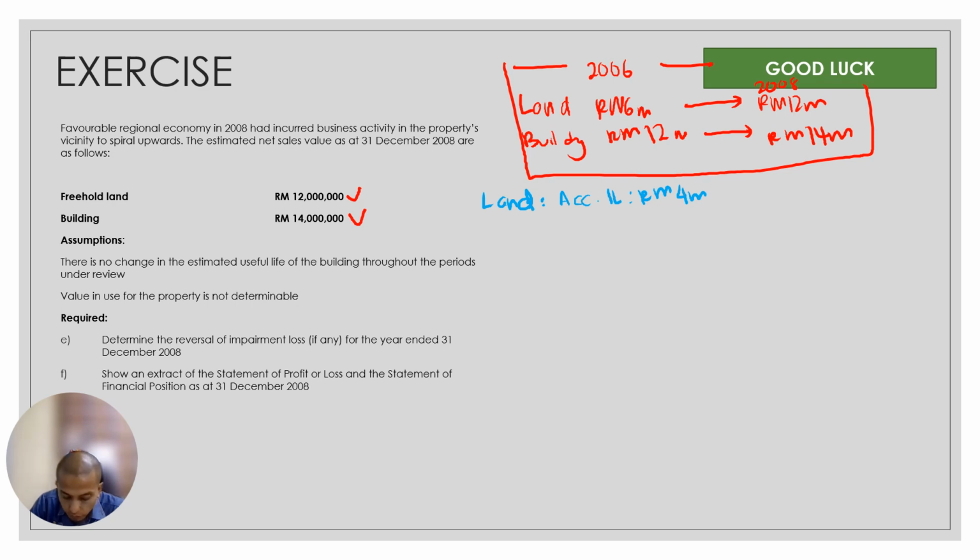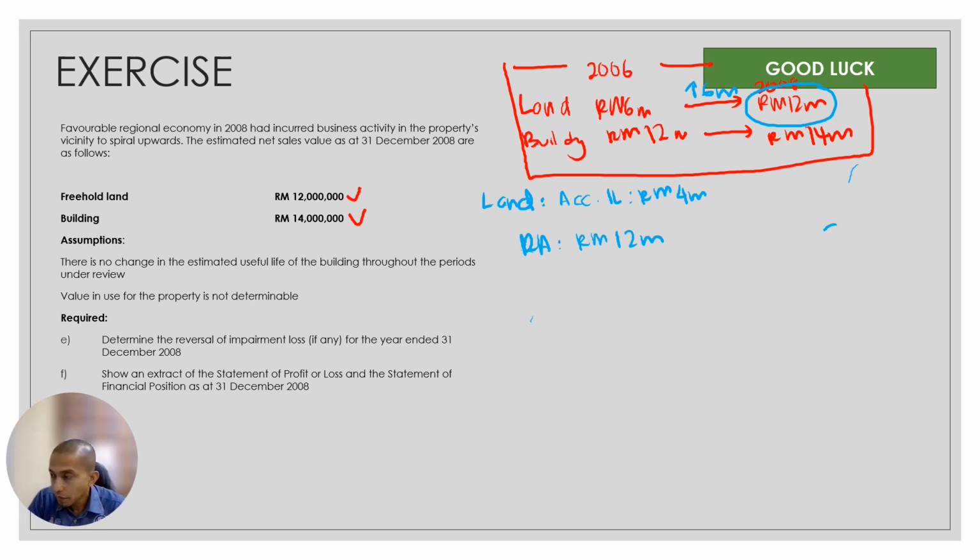So how much can we reverse for land? You see, land here increased by 6 million. So this is the new revalued amount for the land. The revalued amount for the land is RM 12 million.